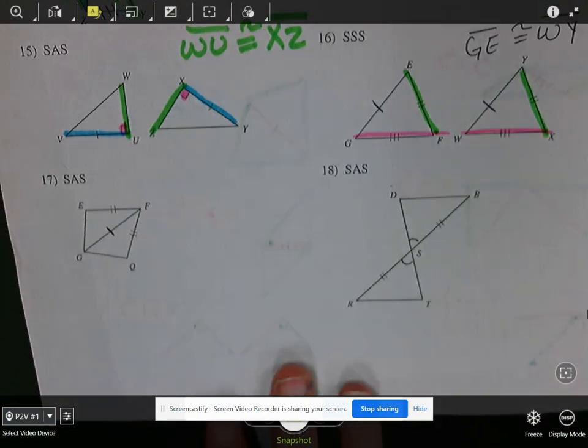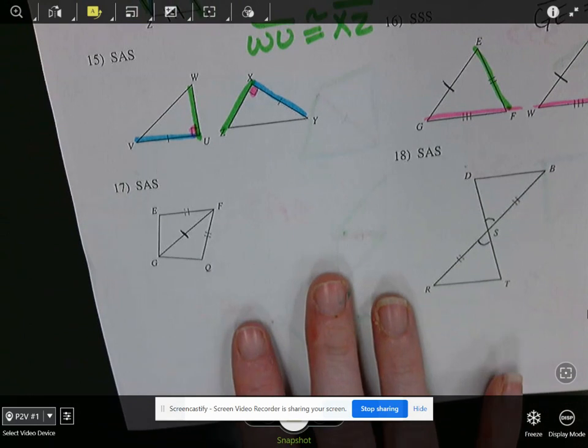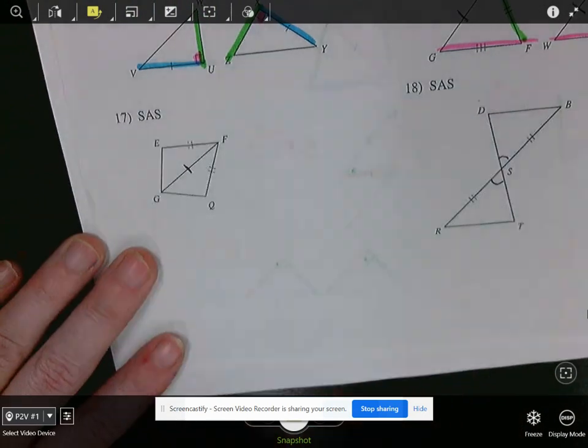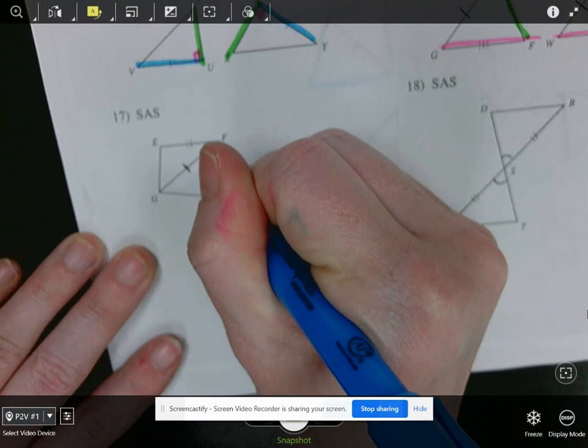Okay. 17, they want me to use side angle side. Well, they have this pair of sides marked.